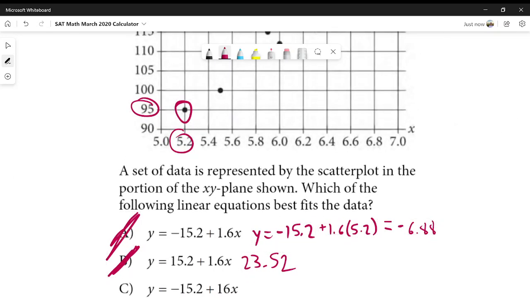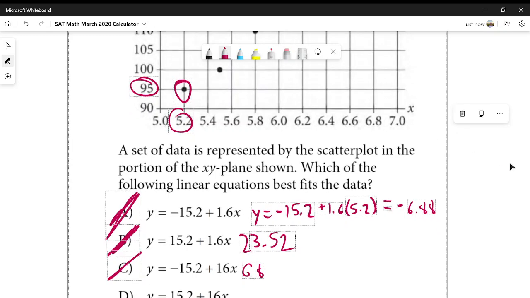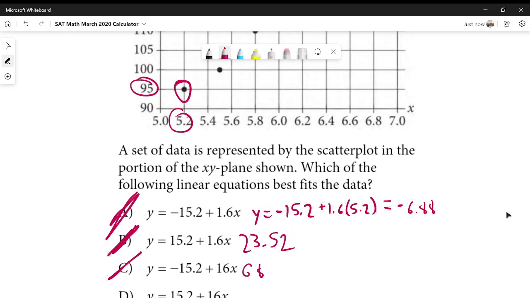So C is probably wrong, and that means that it's gotta be D. But let me just check. So 15.2 plus 1.6 times 5.2. That's gonna give me 98.4.